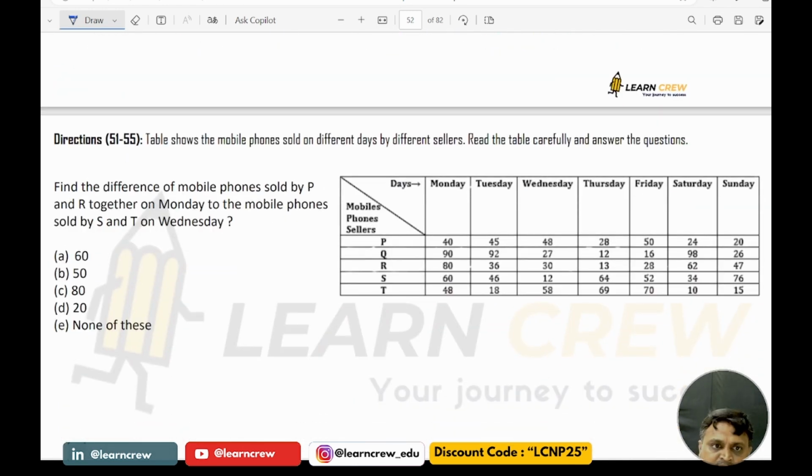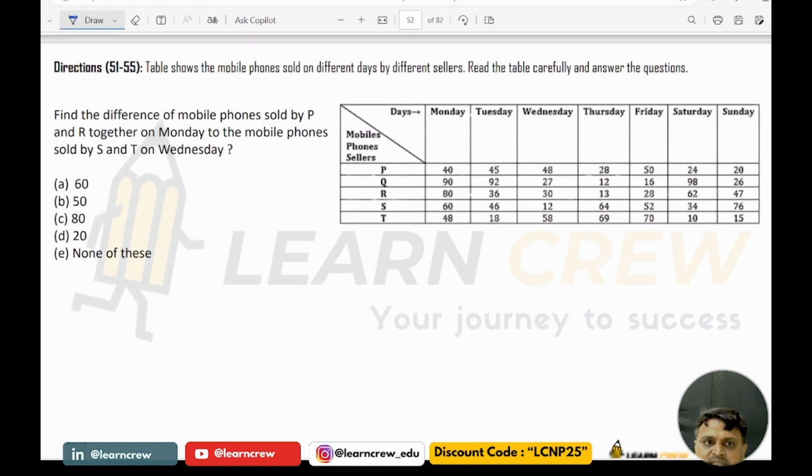Next 5 questions are based on the table DI. Find the difference of mobiles sold by P and R together on Monday to the mobiles sold by S and T on Wednesday. Mobile phones sold by P and R on Monday, how much?